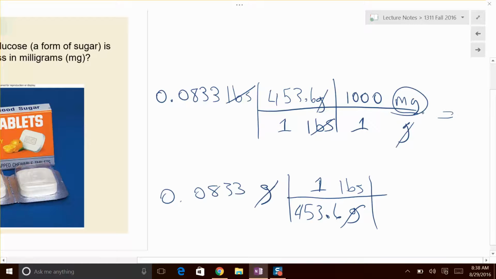0.0833 times 453.6 times 1,000. Okay? And that will give me my answer. How would I perform this calculation? 0.0833 divided by... That's right. This one is 0.0833 times 1, which you don't have to do, divided by 453.6. Okay? You always multiply across the top and just divide by everything on the bottom.